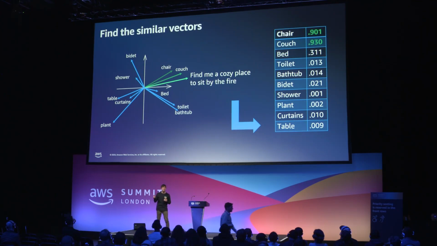The second step is to find the similar vectors in our database. Here we can represent them, just oversimplifying it in 2 dimensions, and we can represent our query, find me a cozy place to sit by the fire, in the green vector, and look for similar vectors. How do we measure similar vectors is another topic that we won't go into much detail today. But basically here you can see that we have vectors that are close by that represent things like a couch or a chair. Basically, it got the understanding, the semantic understanding of what a cozy place to sit by the fire is, and found products that are similar and represent that full idea.